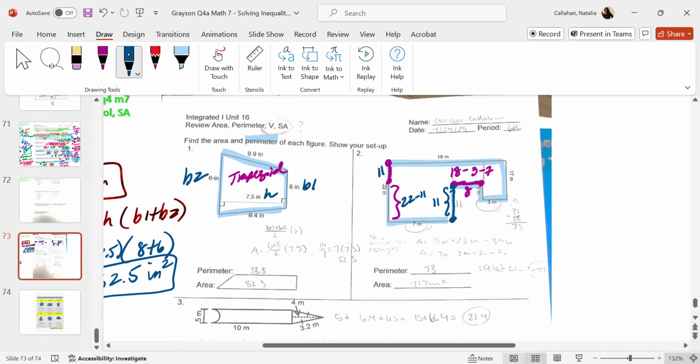You're going to have to just work on that. So that's 11 plus 8. It does make sense. You're just not getting it. Then your total is 92. 22 plus 18 plus 17 plus 3 plus 6 plus 8 plus 11 plus 7. 92. It's not 83. 92 meters.